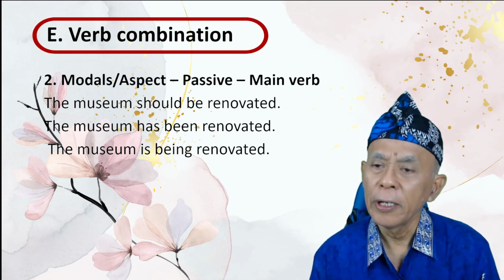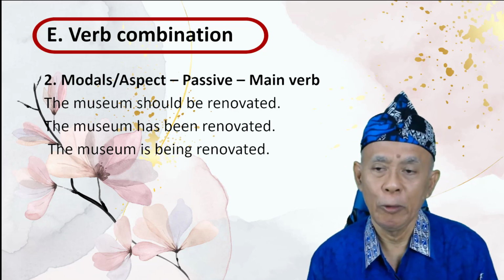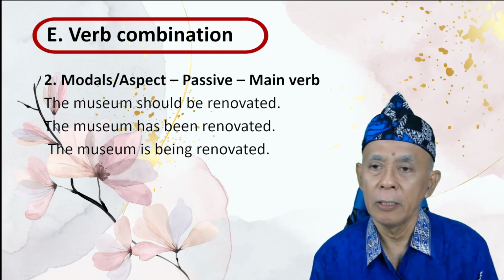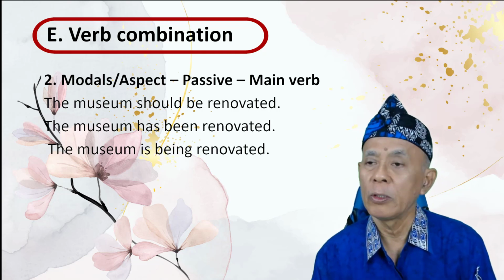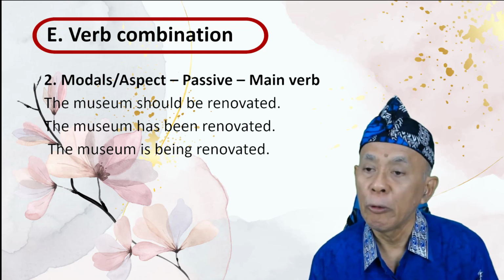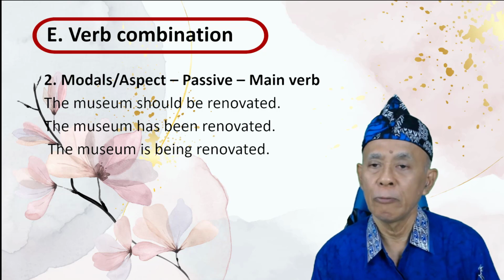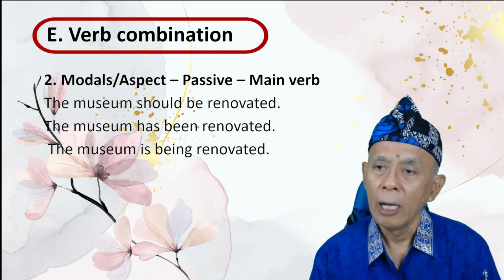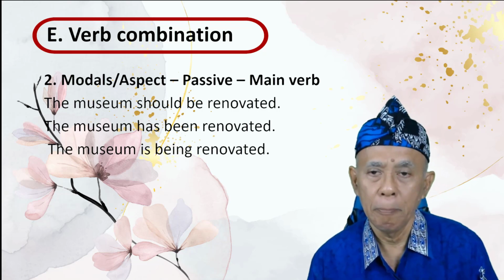In the third example, we have the museum is being renovated. The first is here, the progressive or continuous aspect. It's still in the process. The museum is being renovated. And then the second, being, is for passive. So here we have aspect, passive, and main verb.